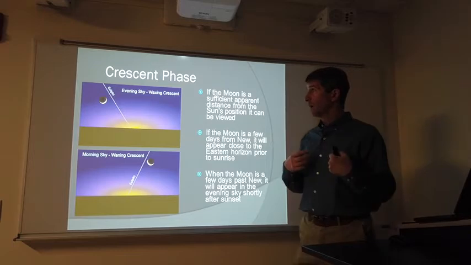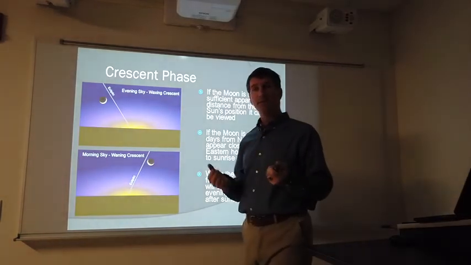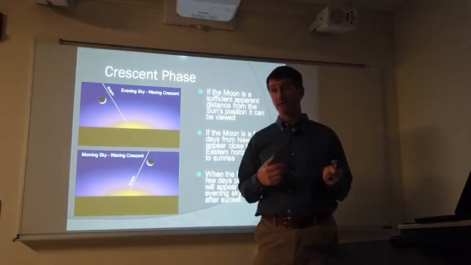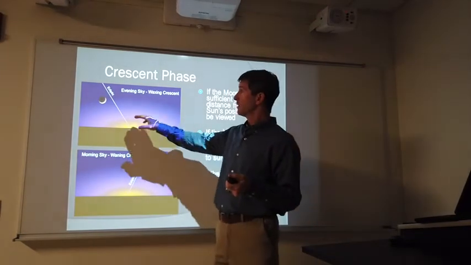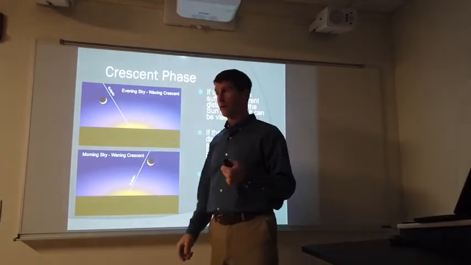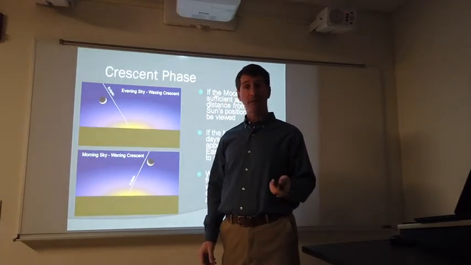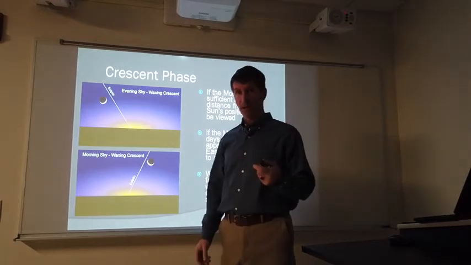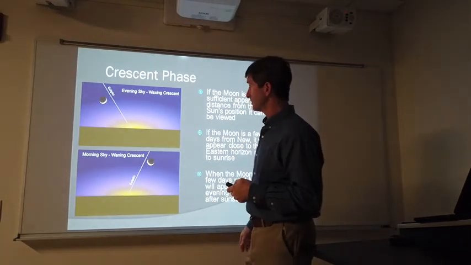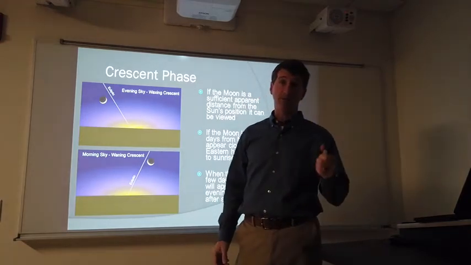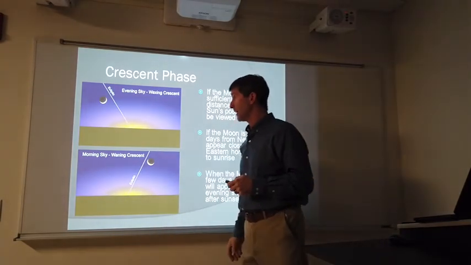So again, at the beginning of the phases, we can't see the new moon. The new moon is too close to the sun in the sky to be seen. However, we first see a waxing crescent in the evening, a few days into the lunar cycle. At the end of the lunar cycle, you've got to get up early before the sun rises to see the waning crescent.